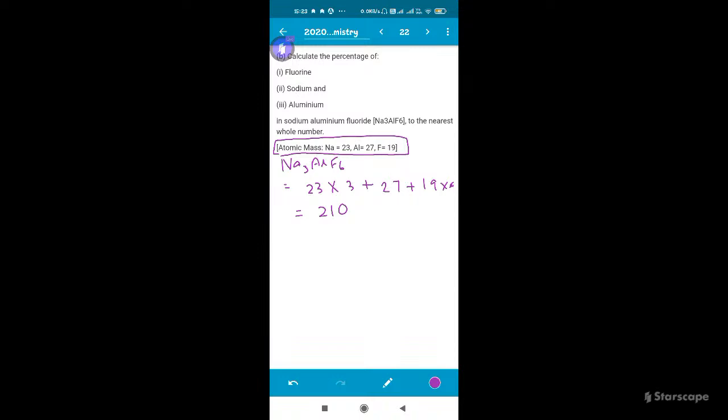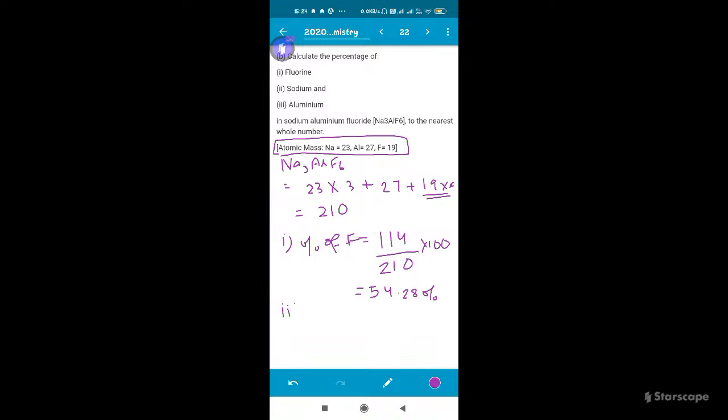So now our first question is percentage of fluorine. So percentage of fluorine is equal to, fluorine is present as 19 into 6, that means 114, divided by 210 into 100. So the answer comes up to 54.28%.